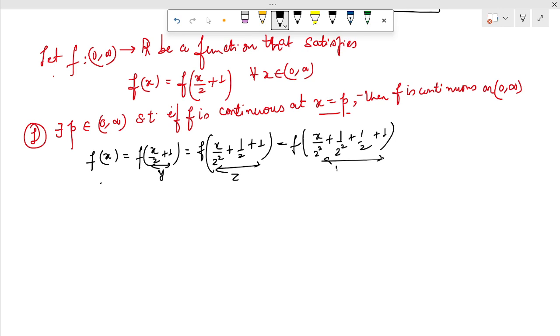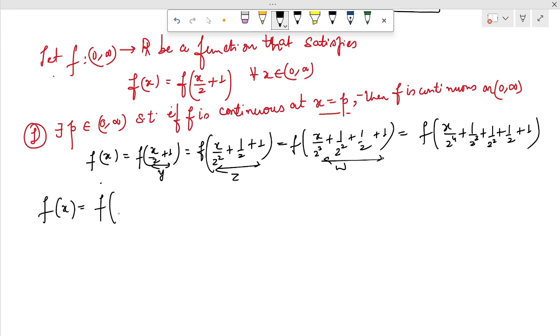This, let's say w. So this is f of w by 2 plus 1. So if it goes all along, I can say that f of x will be equal to what? f of x will be f of x upon 2 raised to power n plus 1 upon 2 raised to power n minus 1 plus 1 upon 2 raised to power n minus 2, and so on, 1 upon 2 square, 1 upon 2 plus 1.